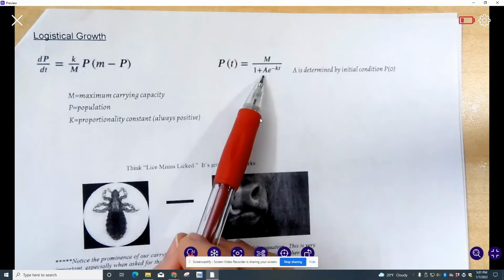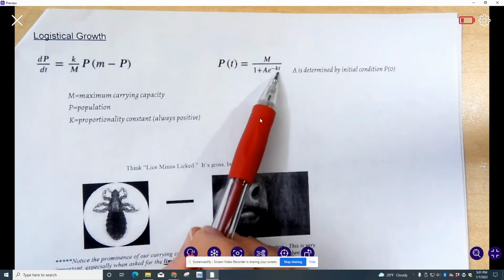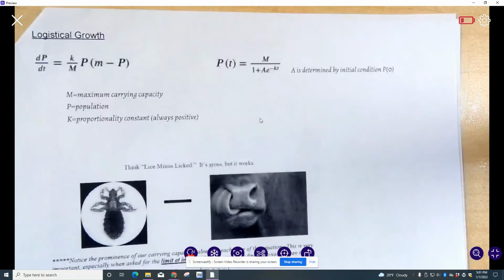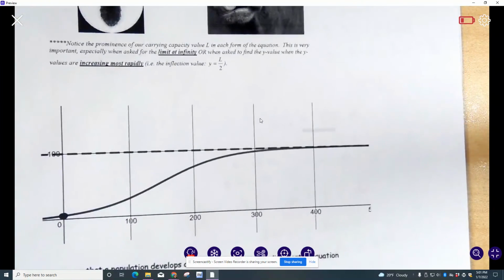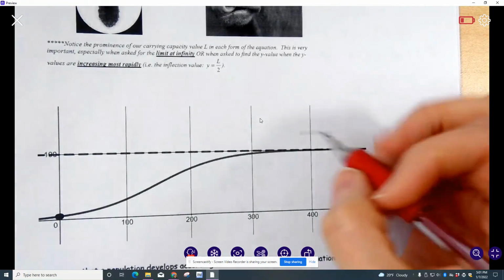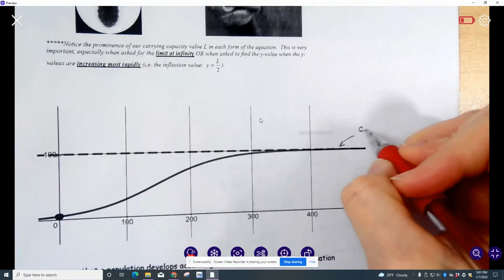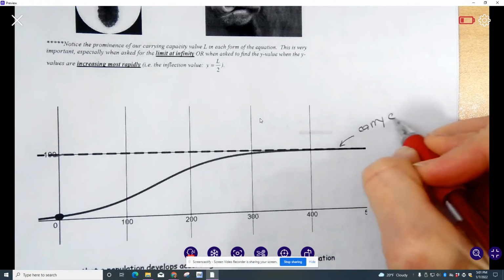Okay, so this A is your initial amount, e to the negative kt, k is a constant. Hopefully that is a little bit of review from the videos that you've already watched. This is what these graphs look like. And remember, this y value here is what we call the carrying capacity.